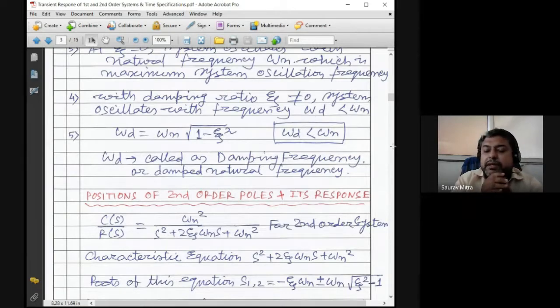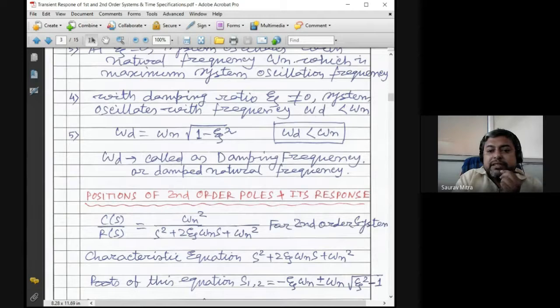With a little bit of zeta, it becomes underdamped. With more zeta, it becomes critically damped, and when the R value or zeta value is very high, it is called overdamped. The overdamped system is slowest, and the undamped system is fastest. That you have to remember. Undamped means zeta is equal to 0, which is the fastest output. With zeta very big, 5, 10, 15, the output is very slow.